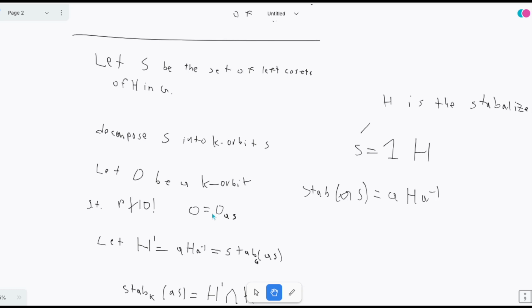So O is the orbit. When I said O is the orbit of AS, and then H prime equals AHA minus 1 is the stabilizer of AS, which is in G, to be clear. This is what I was referring to. Sorry about that, I skipped ahead.